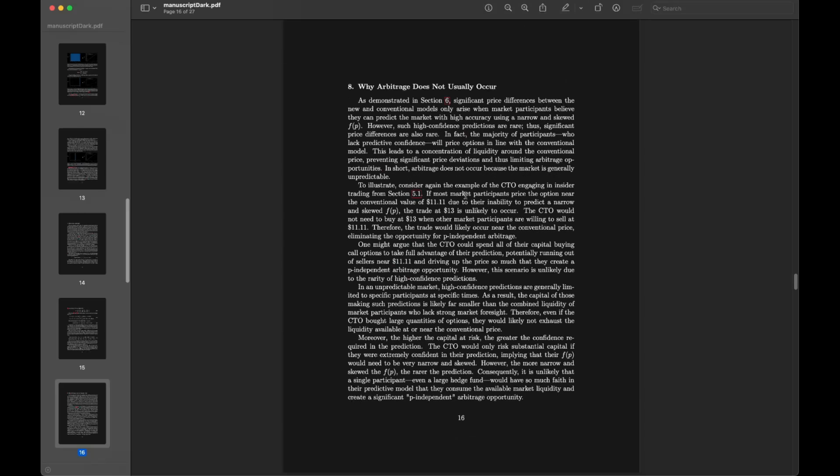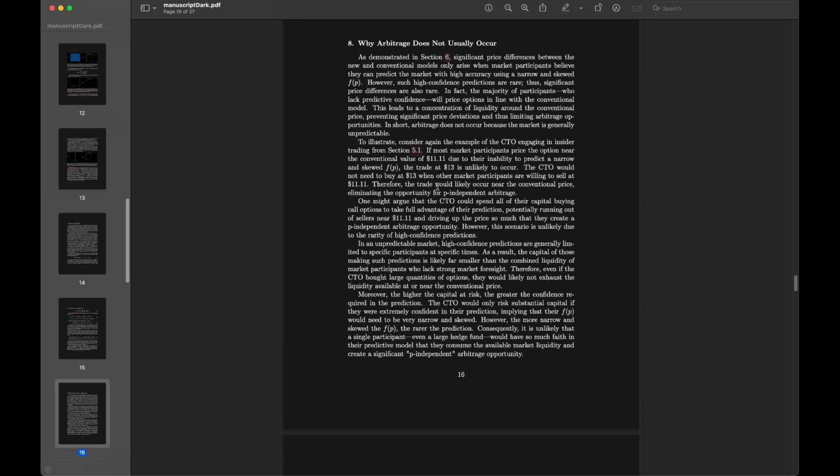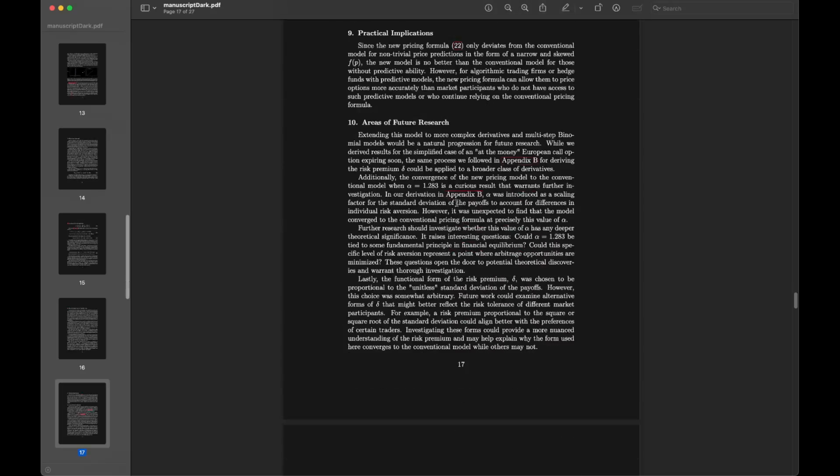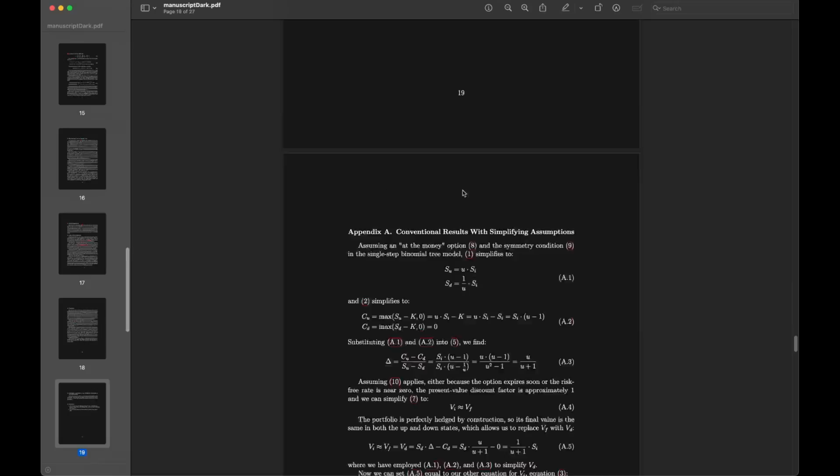Okay, and then why does arbitrage not occur? Essentially because people can't predict the market. So there's not going to be that many people that are predicting what P is with any type of accuracy. And if you can't predict what P is with any type of accuracy, it converges on the old result. And so almost everyone in the market will price it similar to the conventional result, and therefore there won't be any arbitrage opportunities. Okay, so that's most of the paper.